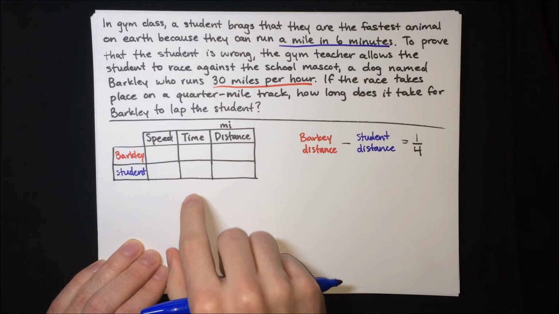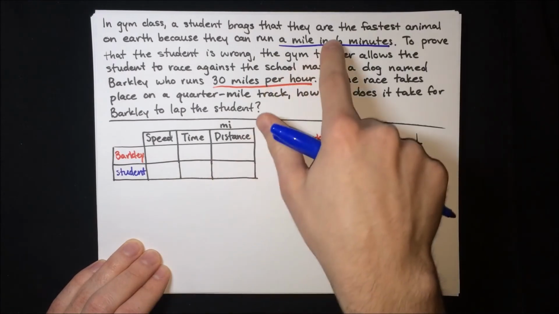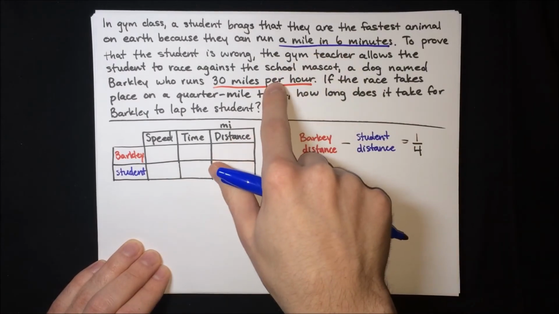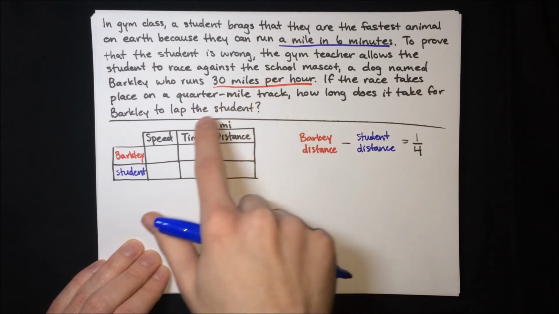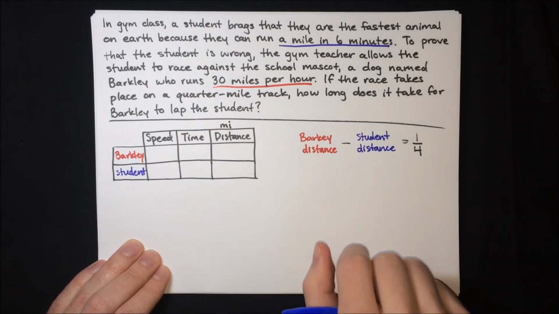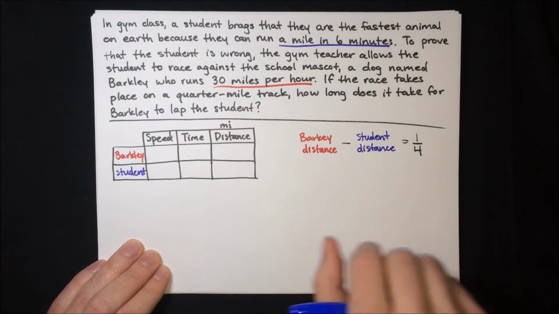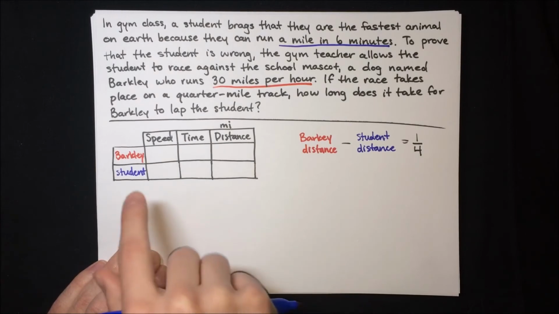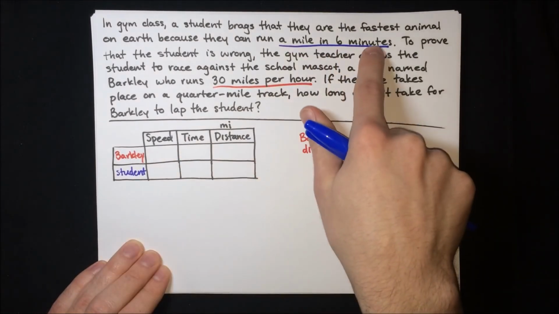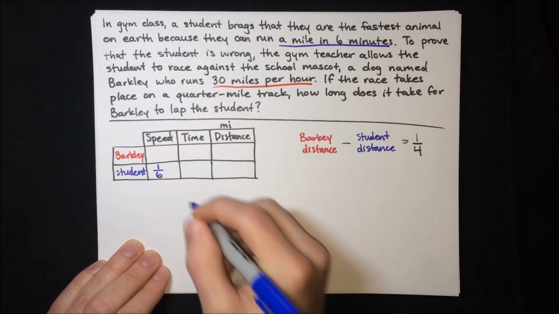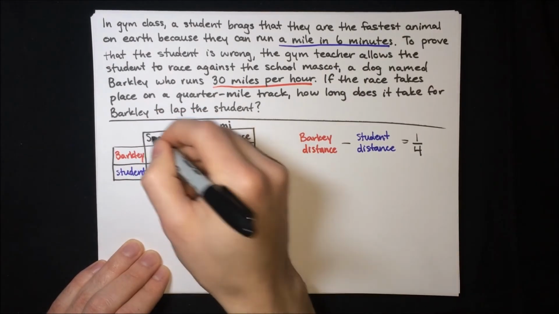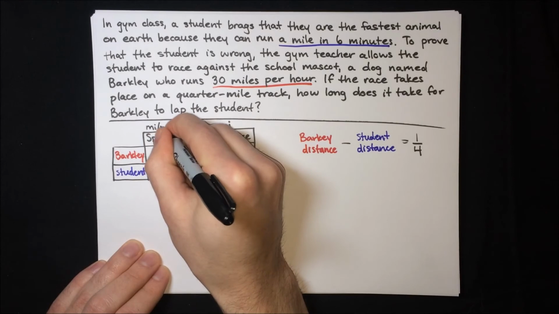Before we fill in the table, we should keep these to have the same units. So I think it's going to be easiest if we use miles per minute here, because Barkley's probably going to lap the student in a matter of minutes rather than a matter of hours. So the student, 1 mile in 6 minutes, that's like 1/6 mile per minute. Put our units here. Mile per minute.